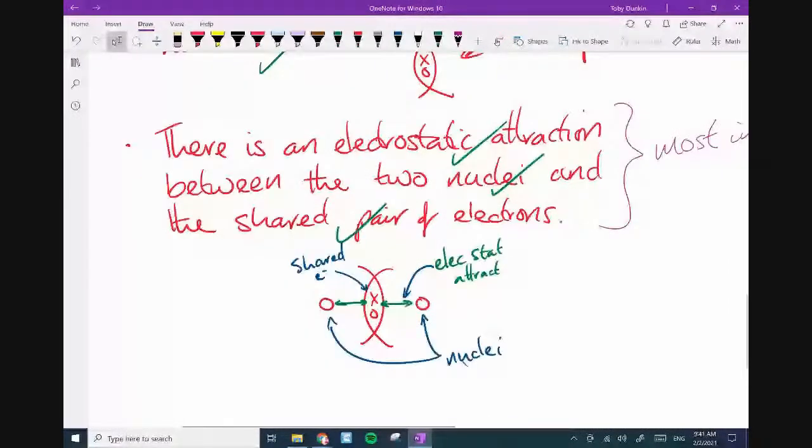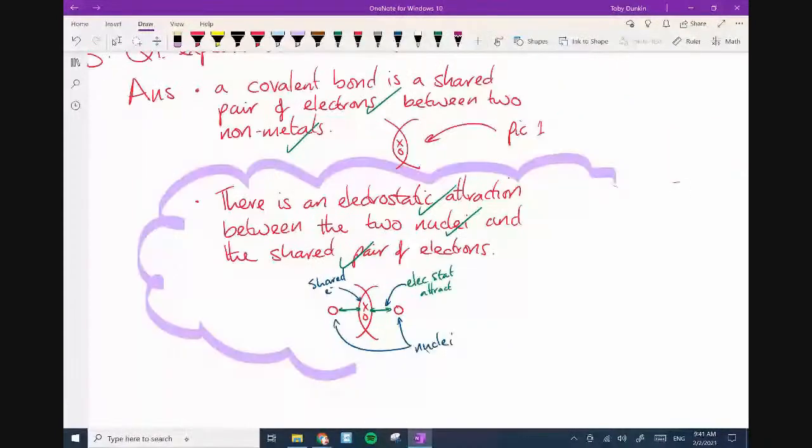This bit here is the most important. I really do need to flag that. This bit here, you really ought to write. I never write down that without the top bit, though, just so you know. I just know it's a shared pair of electrons between 2 nonmetals. But that there is the most important bit. Right. Okay.